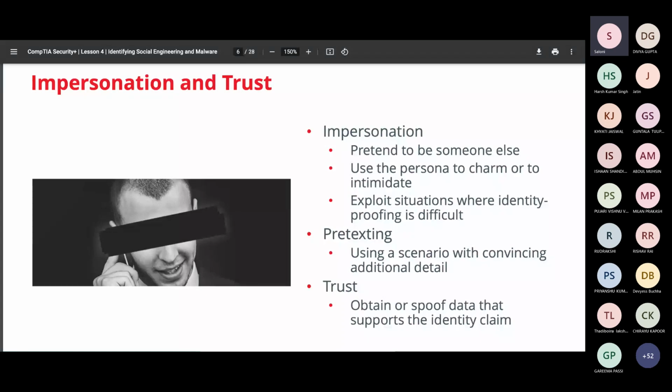So this is basically pretending to be someone else, using a persona to charm or to intimidate the other person, to convince them, and exploit situations where identity proofing is required. If they are pretending to be from the IT department and are trying to fix the system remotely, they will be able to fetch the relevant details from the employee over the call. This is pretexting, where they are using a scenario, like some system downtime is going on, and using that scenario they will convince the employee to give additional details.